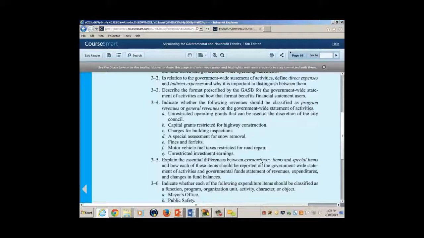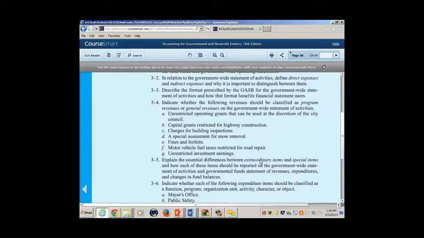Unrestricted operating grants that can be used at the discretion of the city council. Not for any function, but for anything. What would it be? Excellent. Next one, capital grants for highway construction. Excellent. Next one, charges for building inspection. Program for building inspections, right? Good. Special assessment for snow removal.